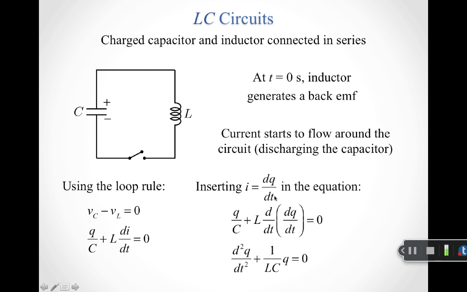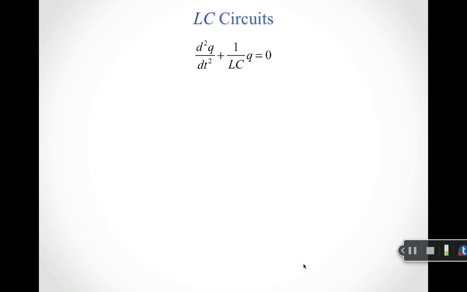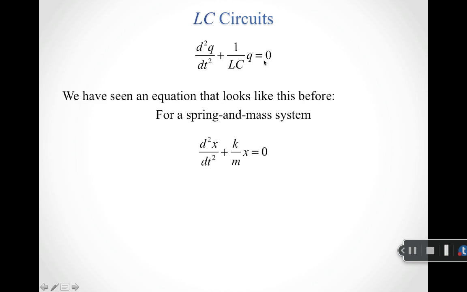Well, we know that I is dq/dt, and so when I plug that in, what I notice is, again, I get a second derivative of the charge with respect to time plus a constant term times the charge equals 0. And we've seen an equation that has this form before, right? The second derivative of something plus a constant times that quantity equals 0. Well, that's what the spring and mass system looked like.